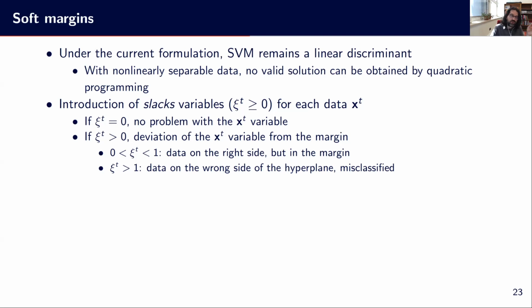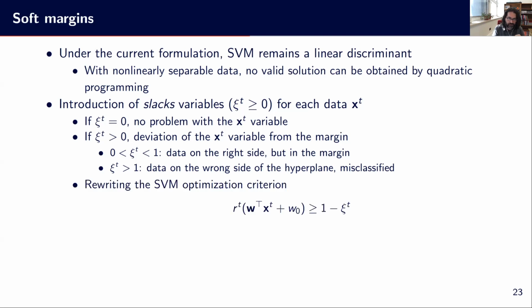It means that if the value is between 0 and 1, the data is correctly classified, but it is within the margin. So it is on the right side, but in the margin. If the value of ξ is higher than 1, it means that we are misclassified. The data is not well classified. So it is on the other side of the hyperplane in terms of correct classification.